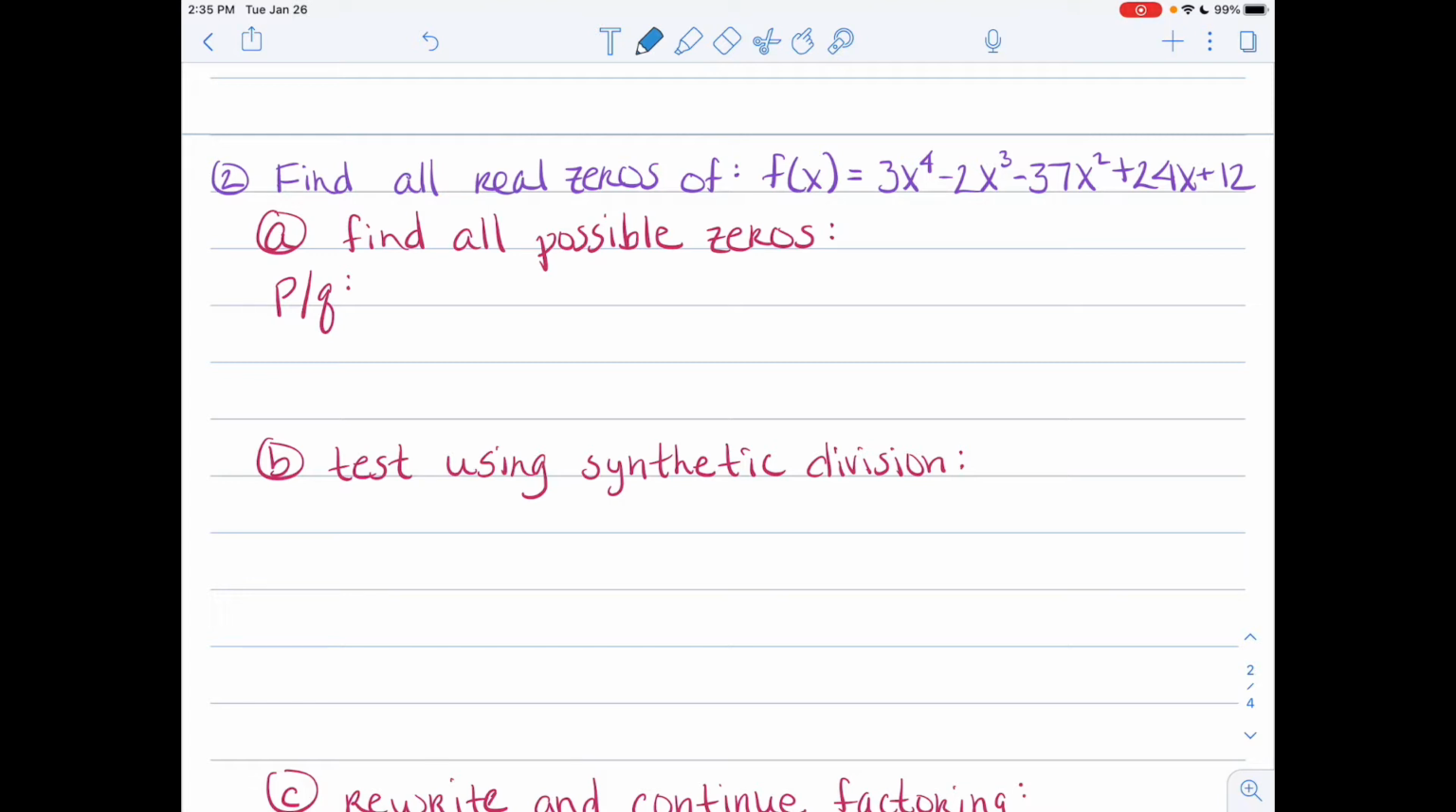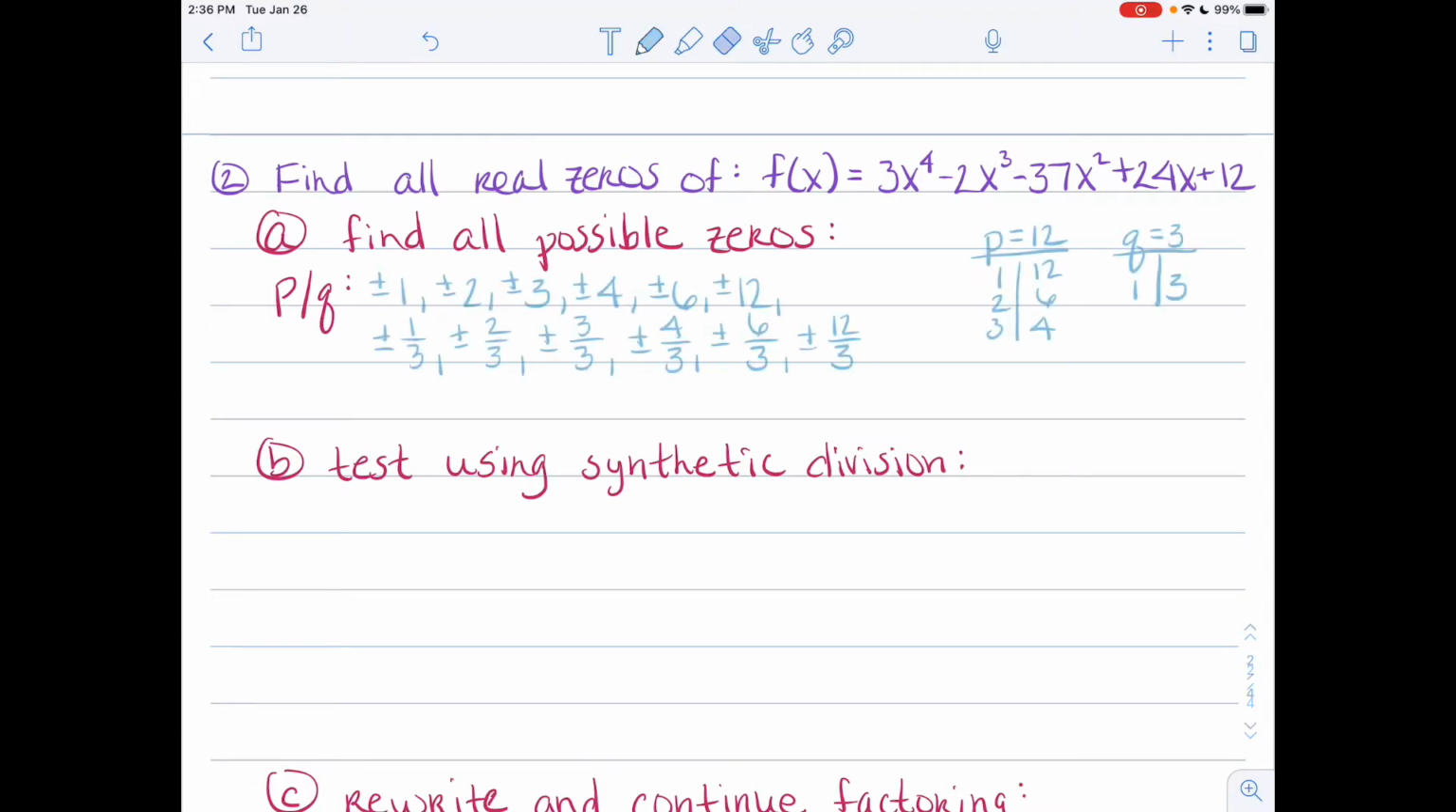So the first thing that I would like for you to do is identify P and Q, and from that, go ahead and find all of the possible zeros. Remember that you have to have every P value divided by every Q value. Pause the video and come back here to see how you did.